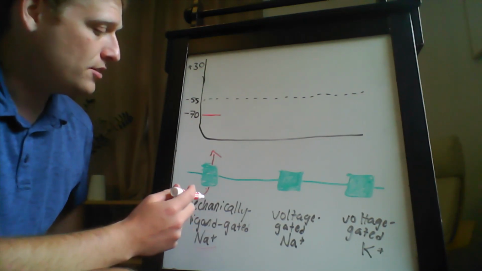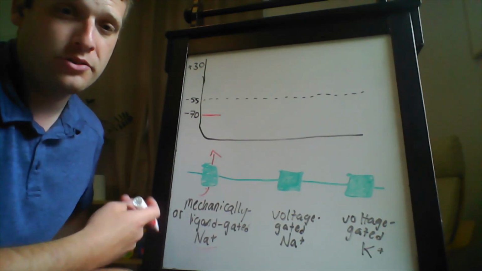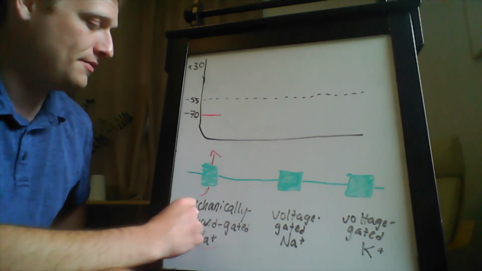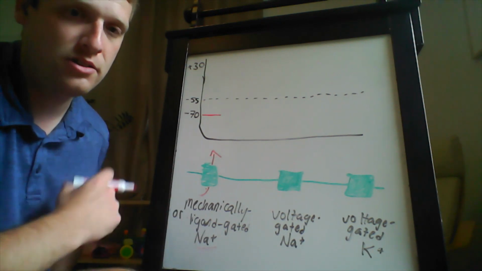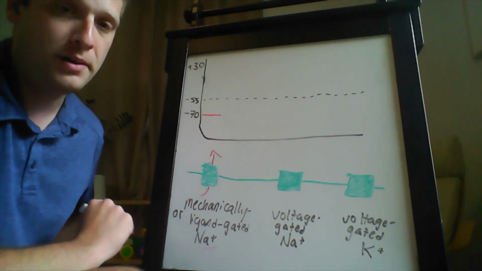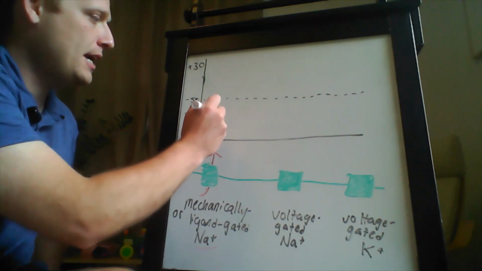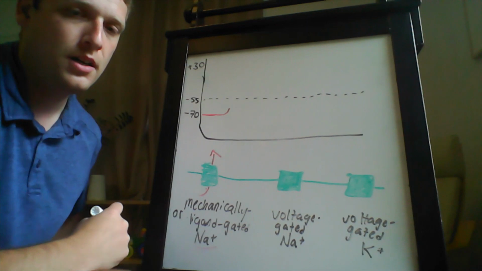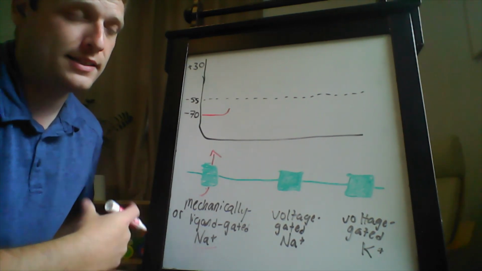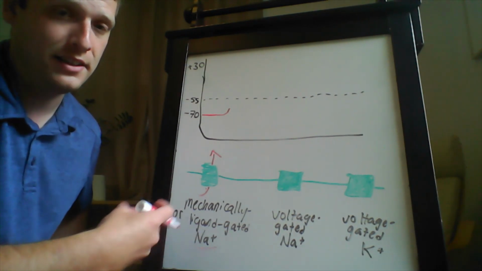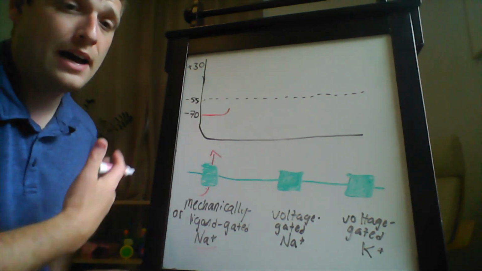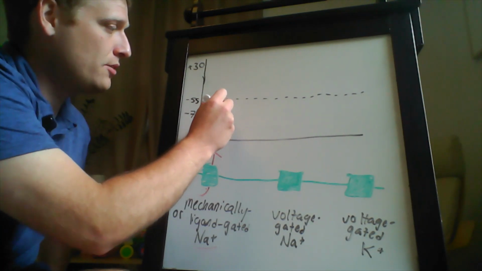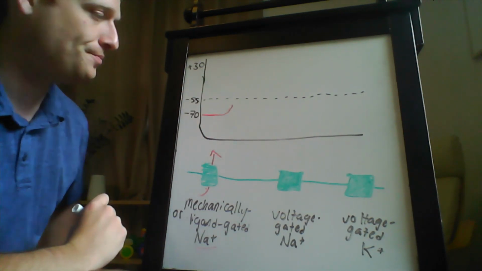The neuron gets stimulated at the dendrites or the cell body, and that stimulation is because of these mechanically and ligand-gated sodium channels, which open in response to that stimulus. This is going to cause some depolarization. The cell is normally polarized: it's got positive on the outside, negative on the inside. When you allow positive ions to flow inside, that raises the voltage. It's going to depolarize that neuron.